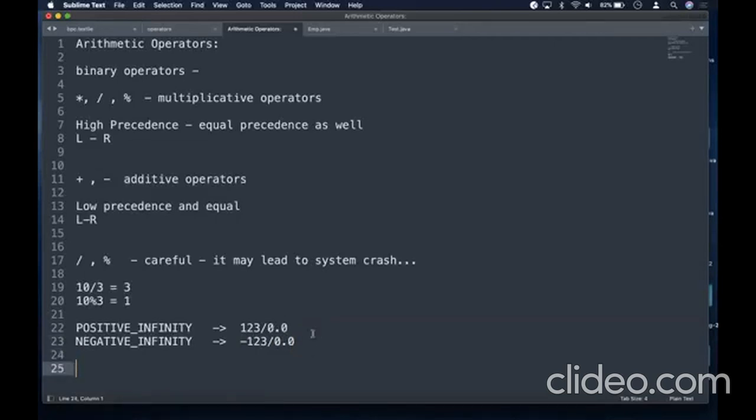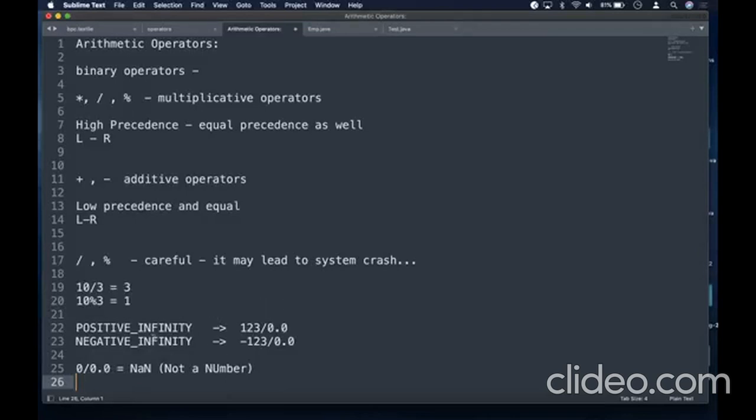In the same fashion, for floating point arithmetic, something like this is also possible: 0 divided by 0.0. This is not positive infinity, rather it is a NaN. NaN means not a number. So these things have to be taken care of. 0 by 0.0 is not a number. It is a mathematically undefined value, but for floating point arithmetic, it is not a number.